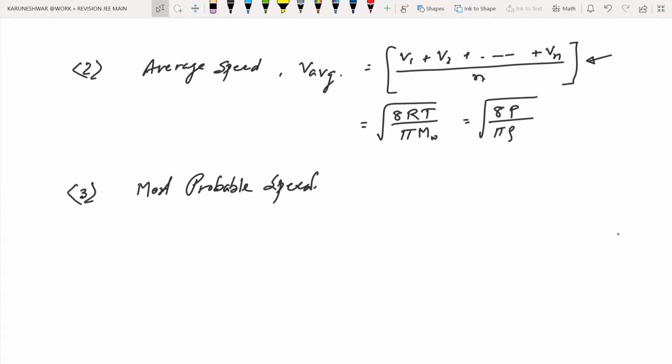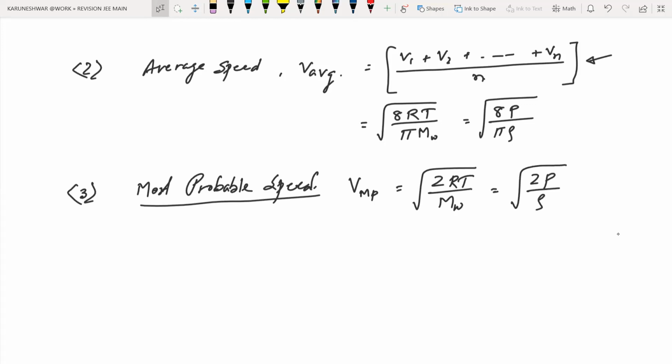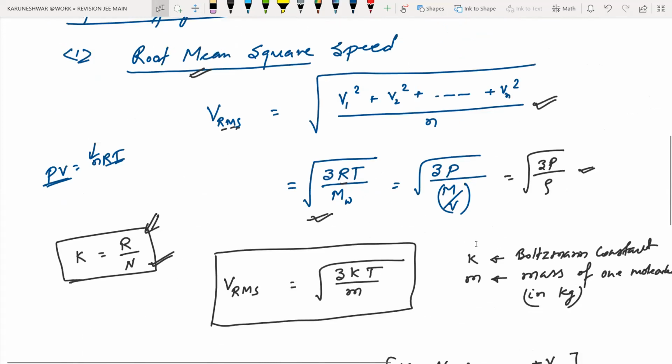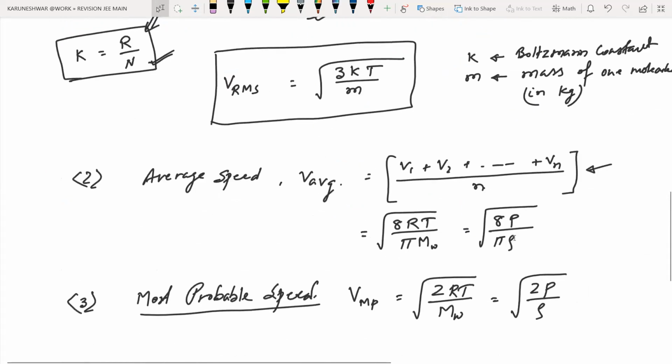Most probable speed, written as MP. In terms of temperature and molecular weight, it is root of 2RT divided by MW. You can write this in terms of pressure also. So it is root of 2P by rho. The same RT by MW can be replaced by P by rho only.